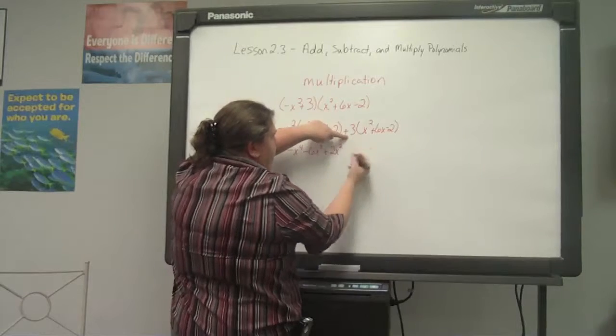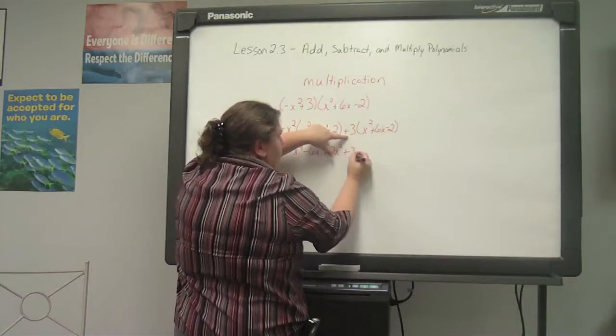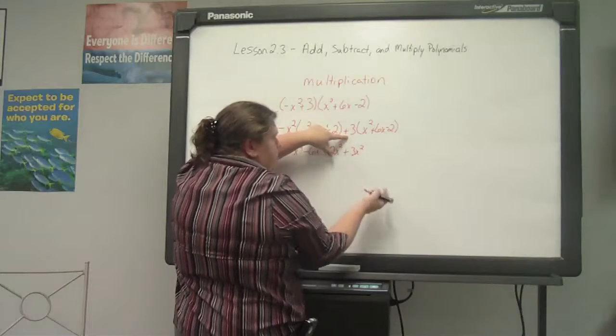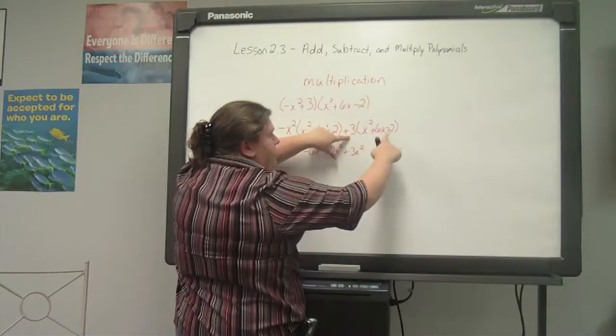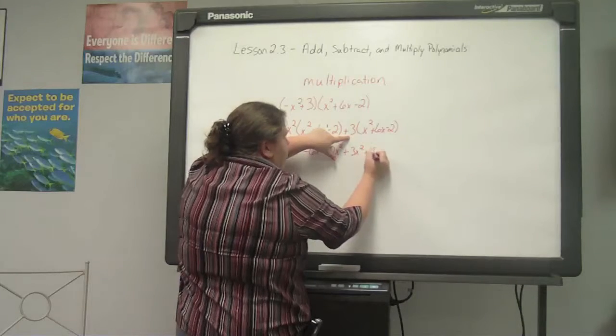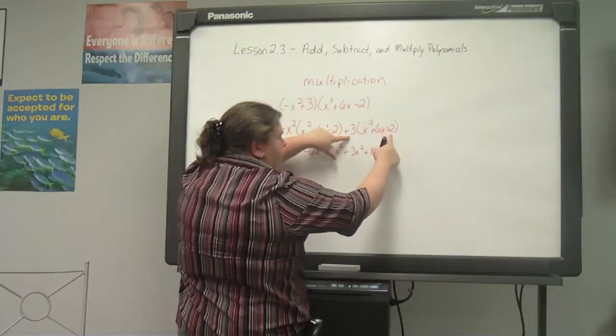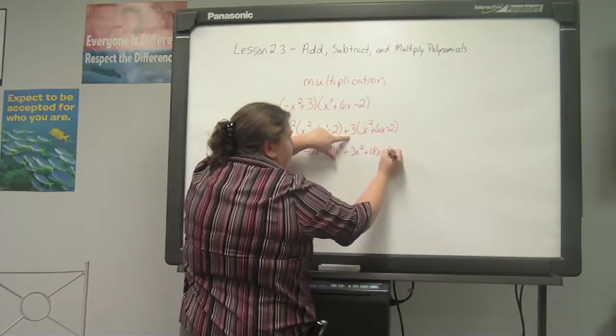On this side, we have 3 times x squared is 3x squared. 3 times 6x is 18x. And then 3 times a negative 2 gives us a negative 6.